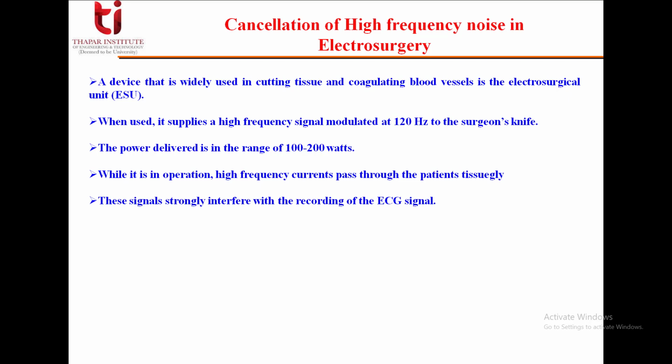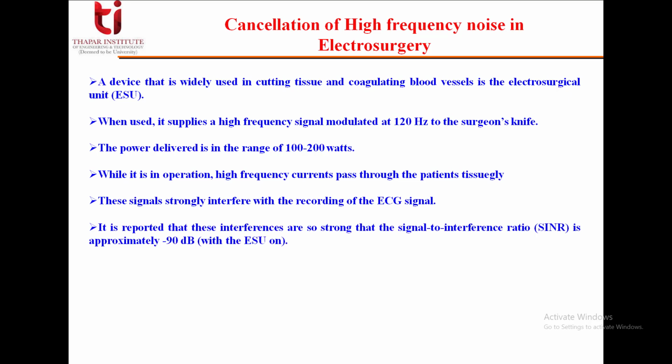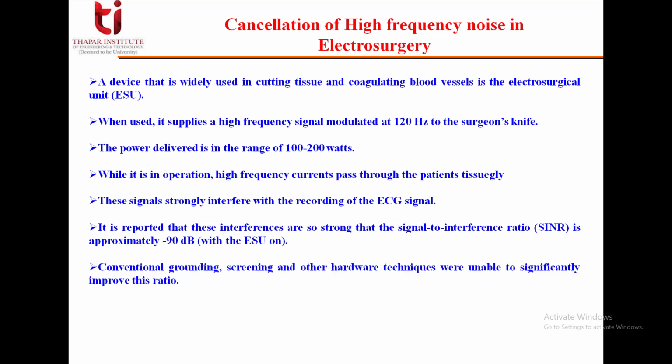These signals strongly interfere with the recording of the ECG signal. It is reported that these interferences are so strong that the signal to interference ratio is approximately minus 90 decibels when that ESU is on. So conventional grounding, screening and other hardware techniques were unable to significantly improve this ratio. So Yilderman, Widrow et al. have applied again the adaptive noise canceller to this problem.